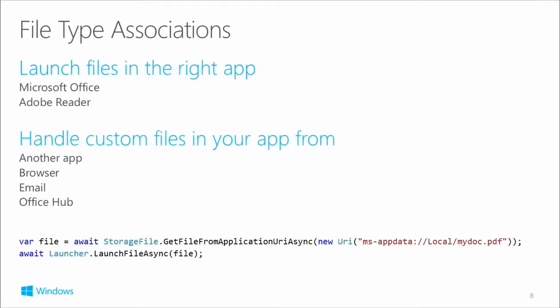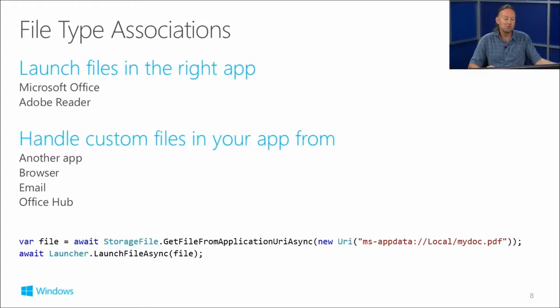With a file type, you can launch files into the built-in apps. If you launch a .docx, Word on the phone will fire up to handle it. But you can also do custom file types. So here's an example of getting a file from your local storage called mydoc.pdf and then launching that file out. And that will launch a PDF reader app should you have one installed. So that's one example of how you would launch a file to another app.